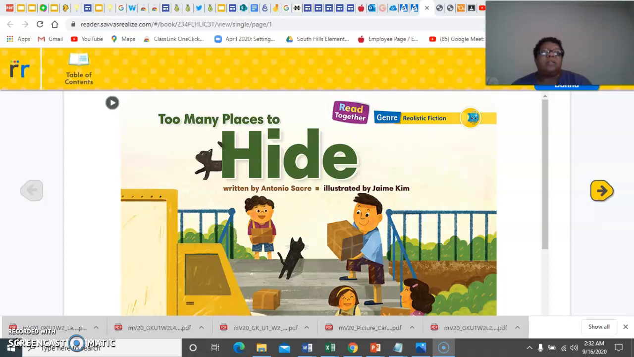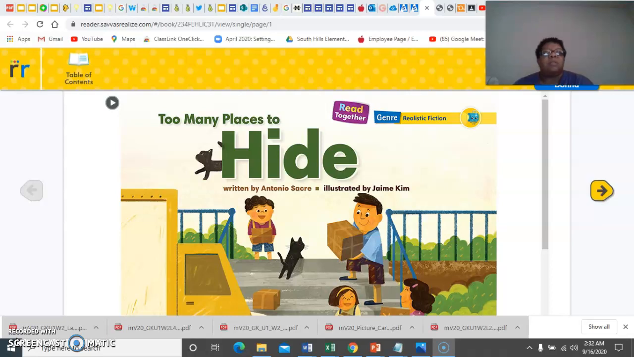Alright, boys and girls, this is one of our stories this week. It's a realistic fiction book. It's called Too Many Places to Hide, and we're going to listen to the story and think about who's in the story, where is the story taking place, when did it happen, what happened, why did it happen. So think about some of those things when you're listening to the story.